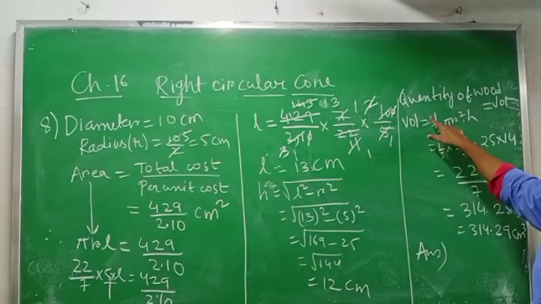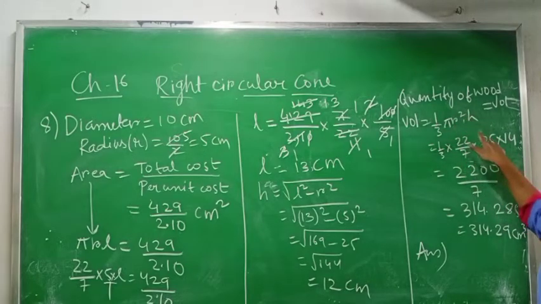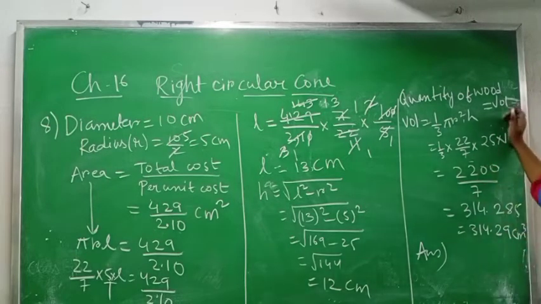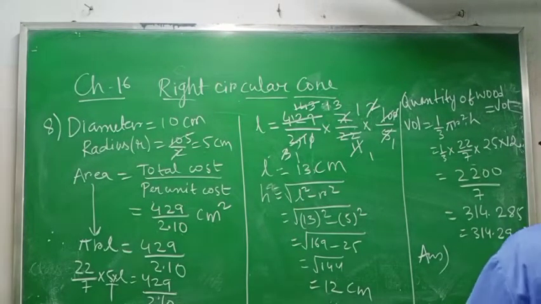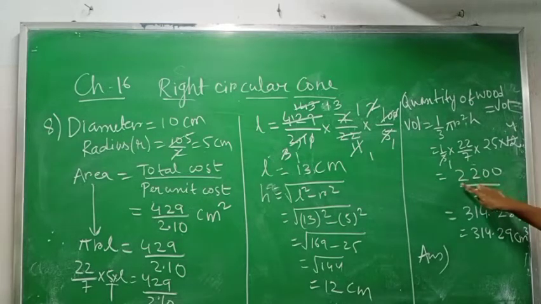Volume equals to 1 by 3 pi r square h. 1 by 3 pi value is 22 by 7. R square means 5 square will give you 25 directly. I have written here H value is 14. H value is 12 here. Okay. So what will happen? After this what you will do? 3 ones are 3, 3 fours are 12. 22 into 25 into 4 will give you 2200 by 7. When you will divide this, you will get 314.285. When you will round off this, you will get 314.29 centimeter.